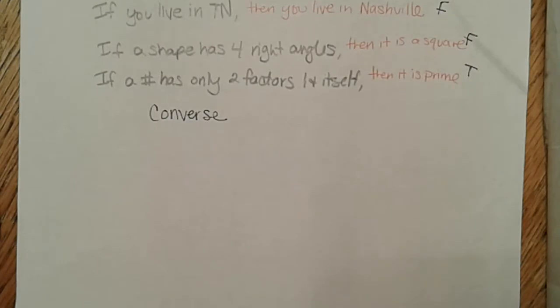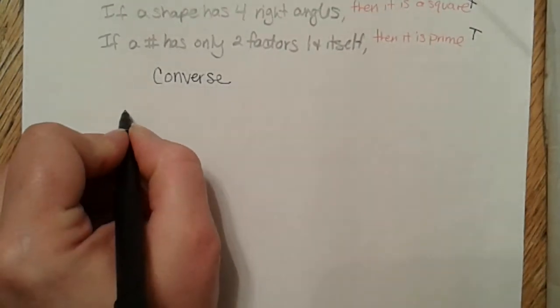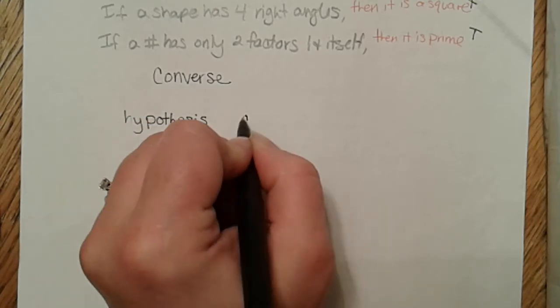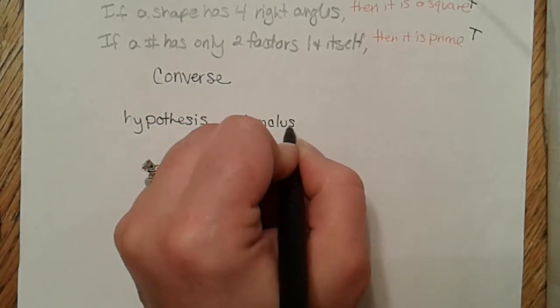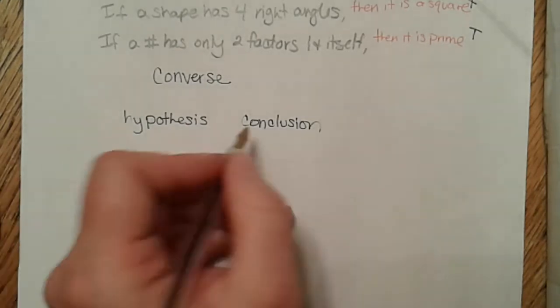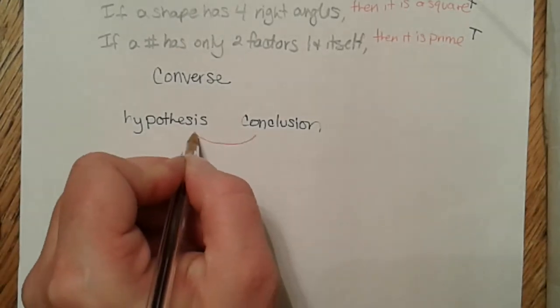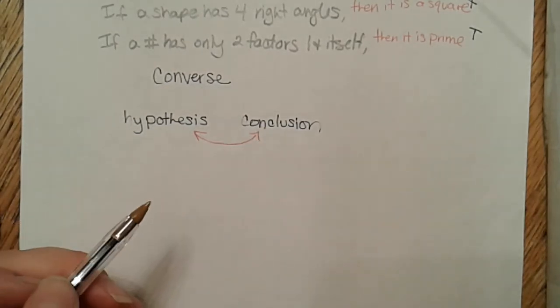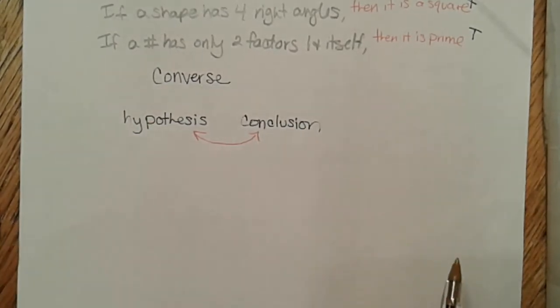So again, for the converse, normally we have our hypothesis and a conclusion. And when we write the converse of a statement, we swap places with that, and this now becomes our new hypothesis, and our hypothesis becomes our conclusion.